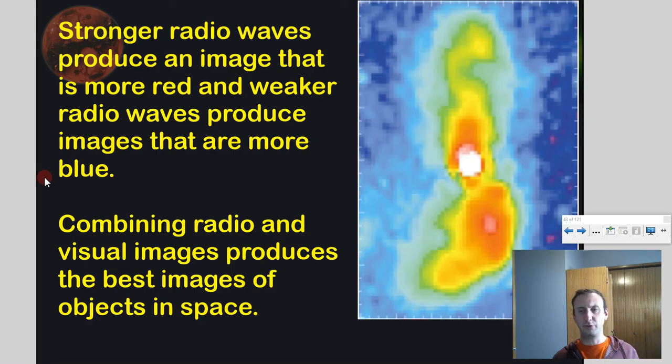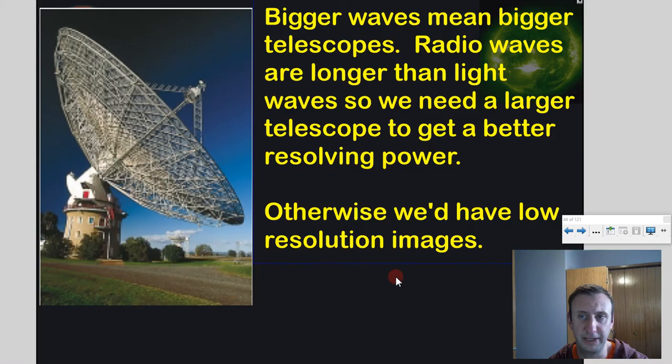The best data that we can get is by combining radio wave data, right, radio telescope data, with optical data. So what we would get from very large telescopes that can see visible light. And by combining the two together, we can get a fuller picture of what's going on. And that's how we can learn the most about stuff in space.